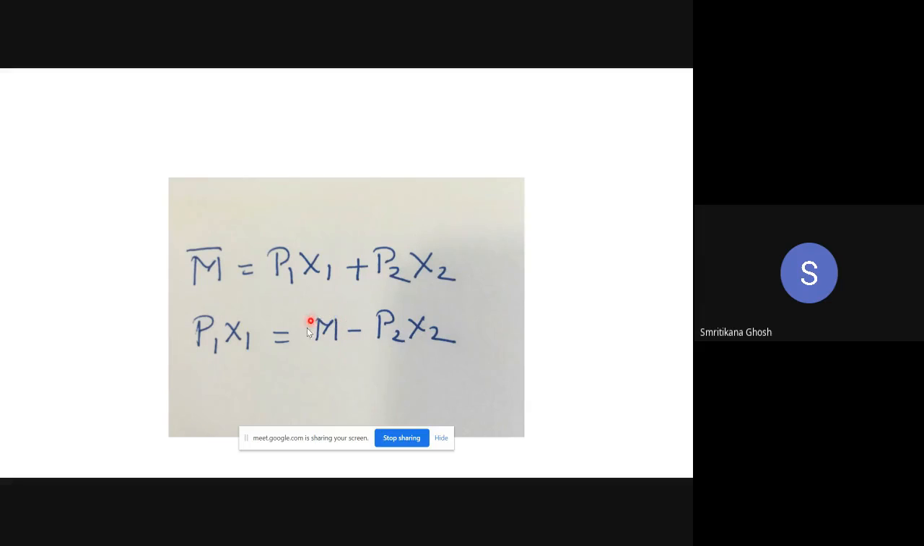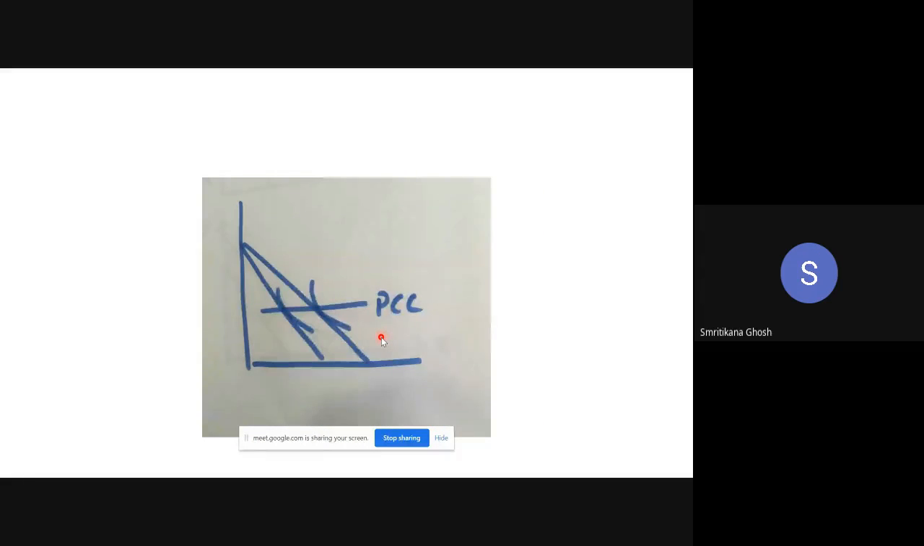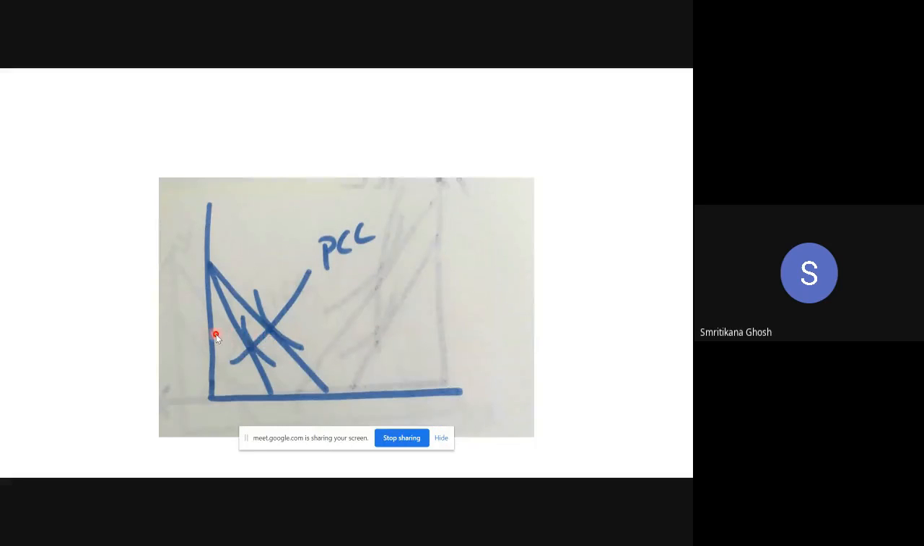In the right hand side, M is constant. My income is constant. And P2 is also constant, for the time being. Now, what about X2? That is the commodity we are measuring on the vertical axis. In the first diagram, X2 has increased, right? You are measuring X2 here and you are measuring X1 here. So from the diagram, what you have seen that P1 is falling and that is why X1 is increased and X2 has also increased.